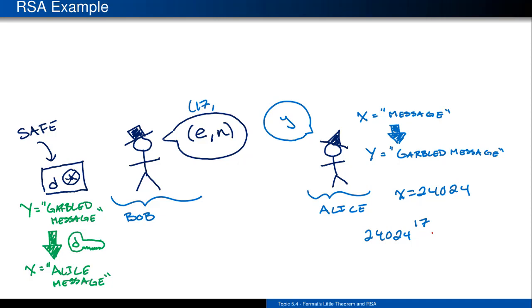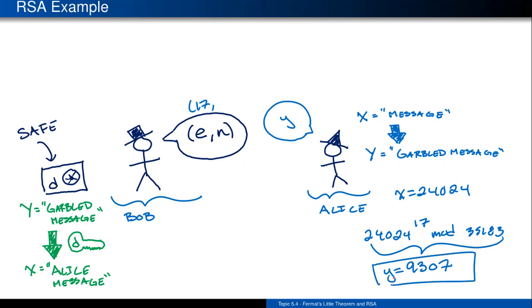And then she's going to be reducing that number modulo whatever modulus he was working with. In this case, it was that product of P times Q, which was 35183. If she does this reduction, which is pretty bad to do, but doable at least in this case, it's going to kick out the number 9307. So that becomes the Y that she sends to Bob. I should put 35183 up there, since that's the public information that Bob presented.